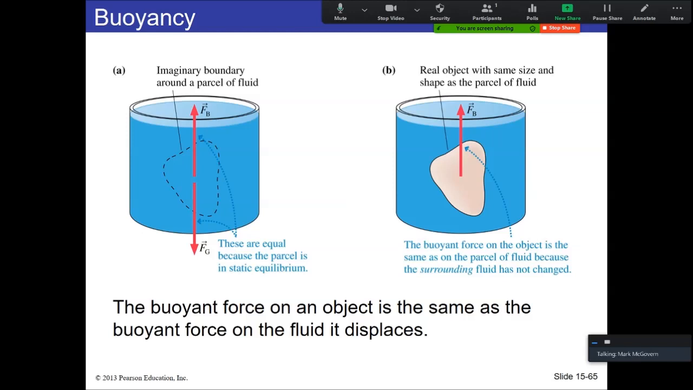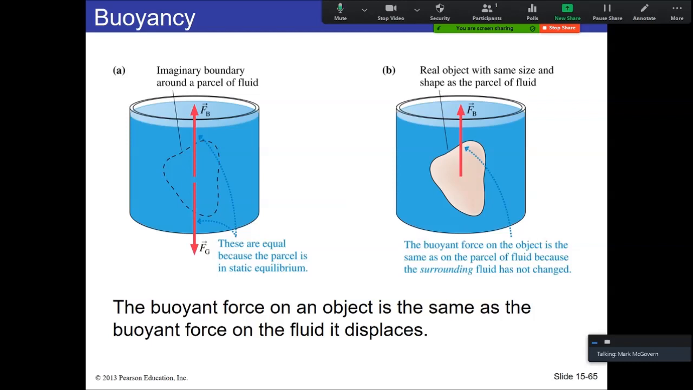If we look at the liquid that's represented by that boundary, well, the liquid is basically in suspension because we have the weight of the layers pushing downward and we have this force pushing upward, which is a result of the pressure there, and so it stays still. If we take a real object, though, and put it there, that real object displaces fluid.